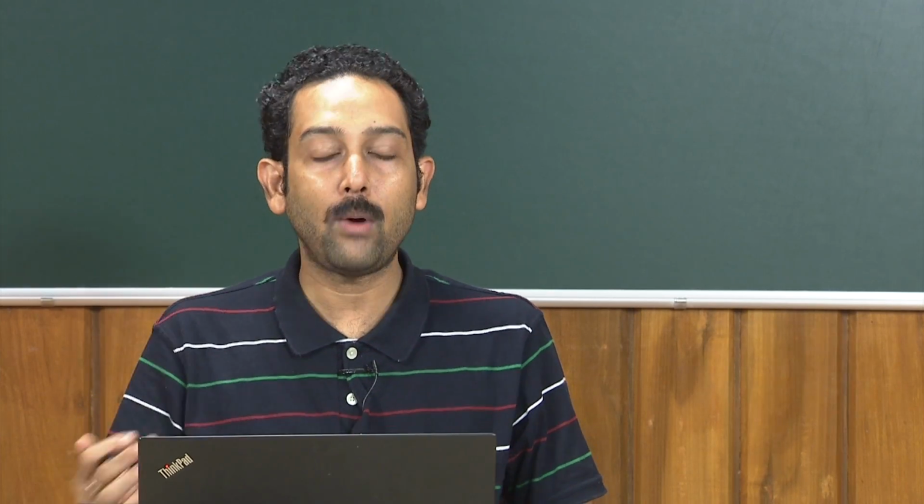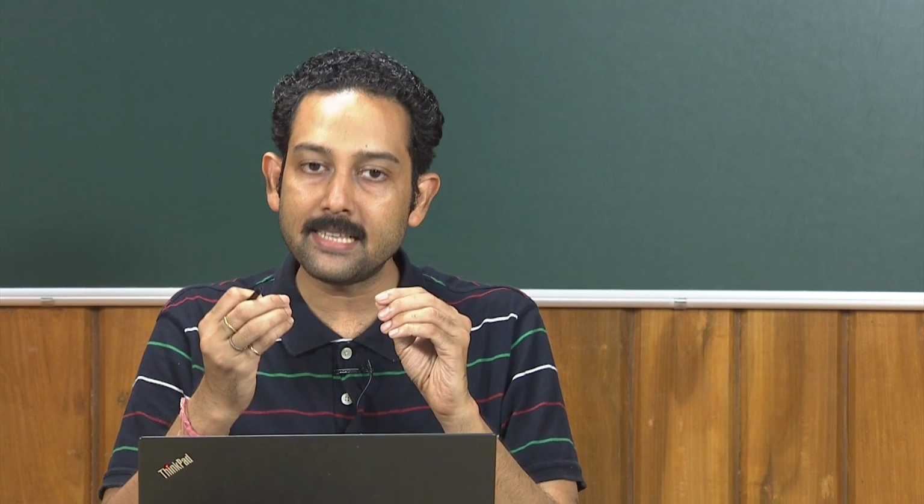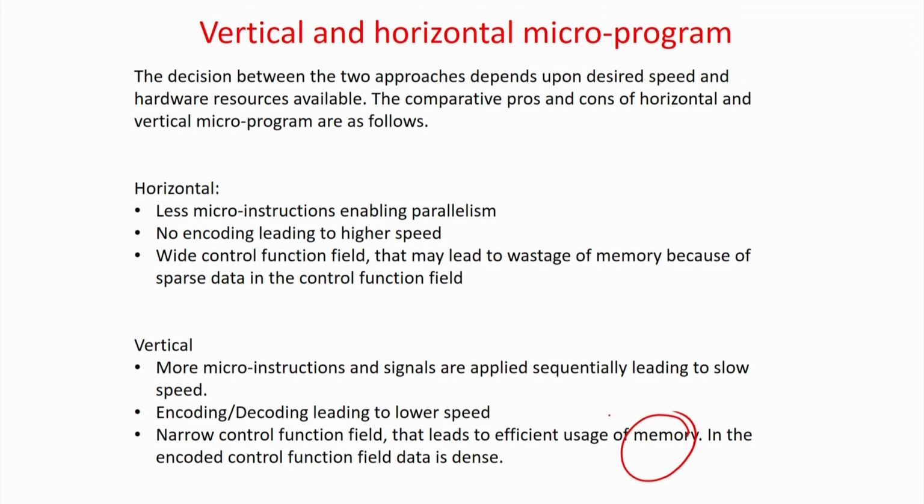In vertical, what we do is encode the control signals, so less memory is required and wastage is less, but you require decoding and encoding, leading to slower speed. And not only because of decoding, you require multiple steps to solve the same control problem, so it is a long time taking approach.